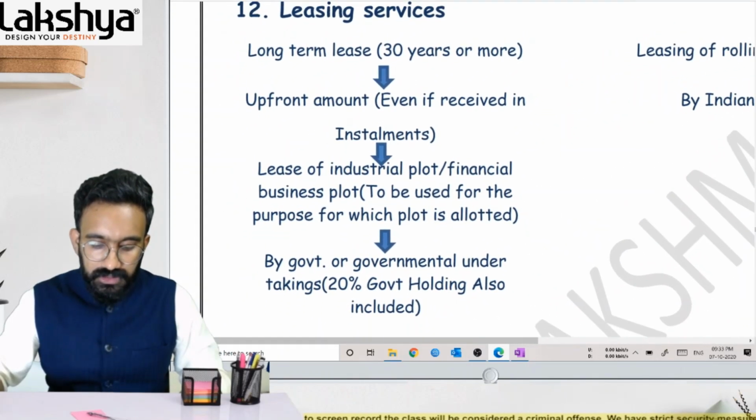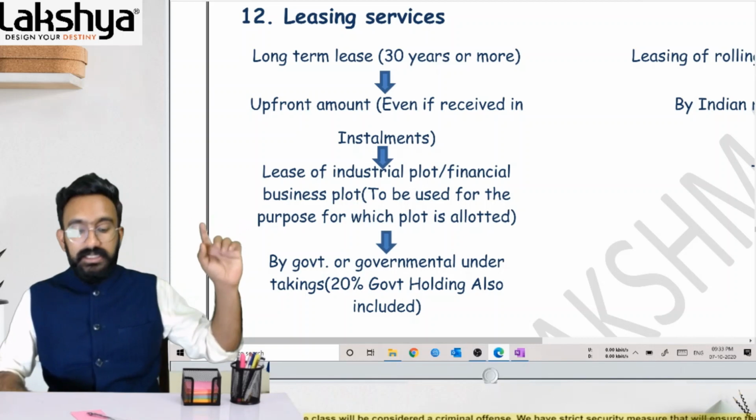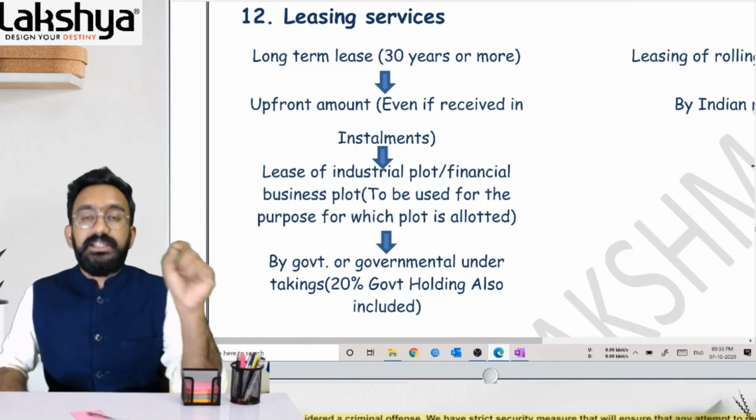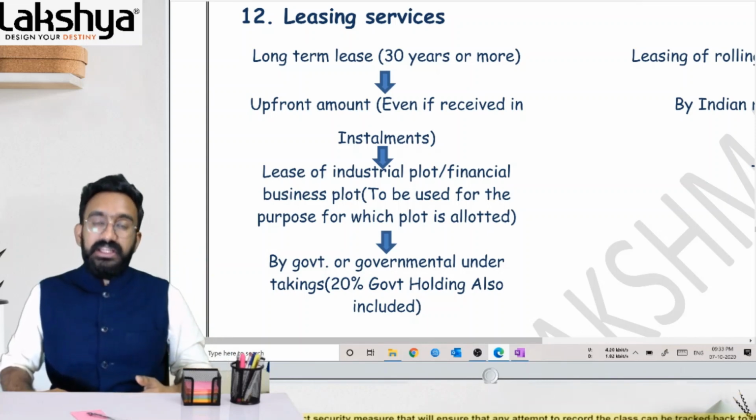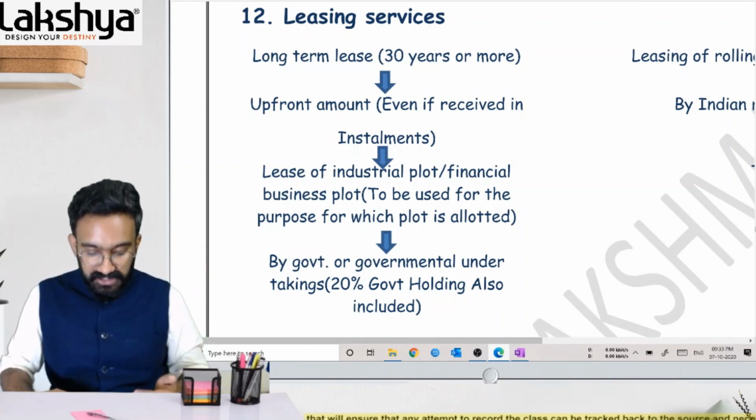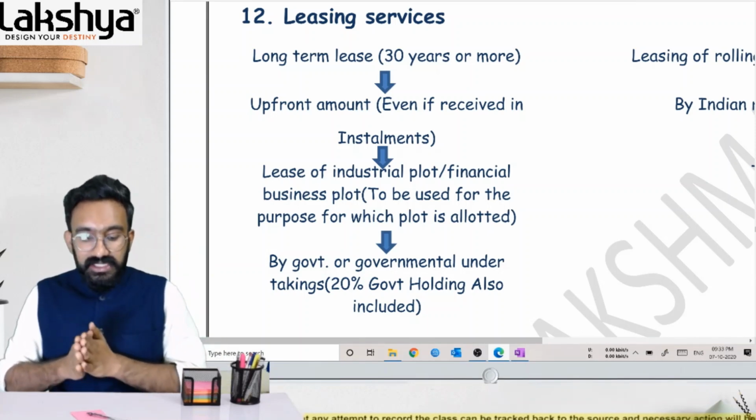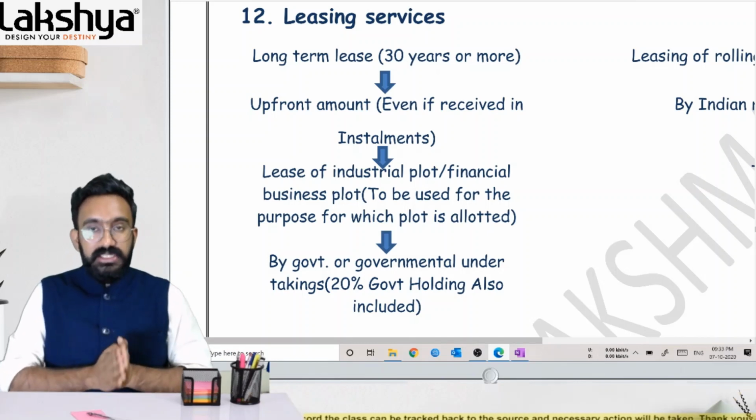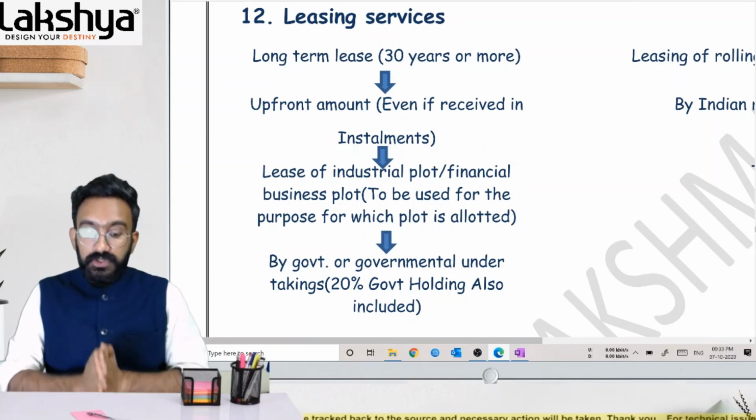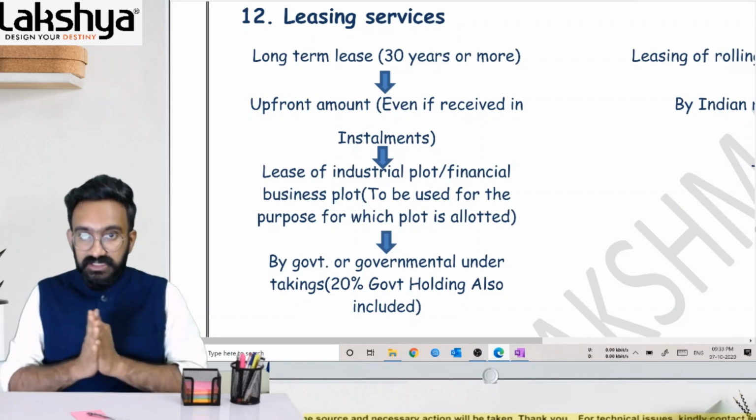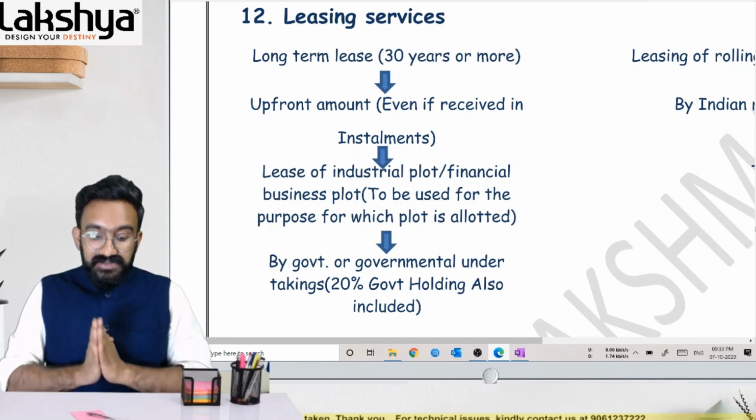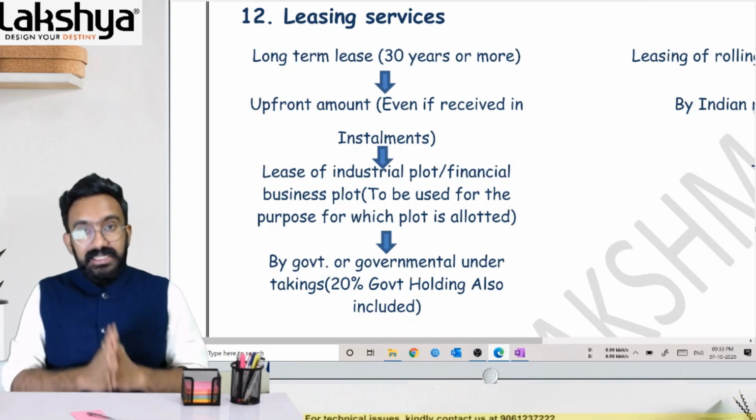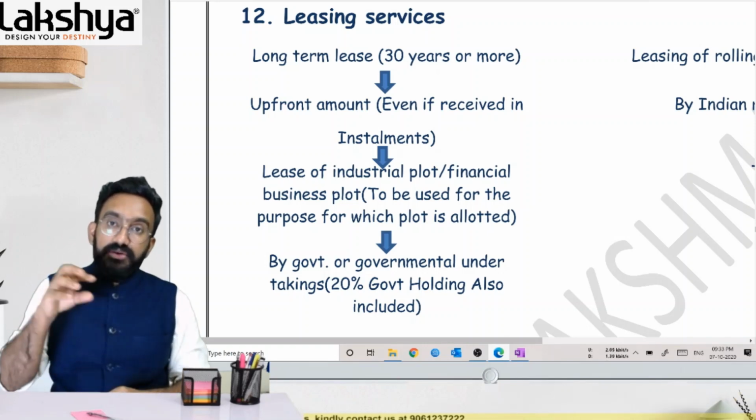So, there was an exemption. You can look at the screen. There was an exemption on long-term lease, which is more than 30 years. There is an upfront amount that is being paid, even if it is received in installments, for lease of an industrial plot or financial business plot, which is to be used for the said purpose after being given on lease. Then that lease is given by the government or a governmental undertaking constituted for this particular purpose.